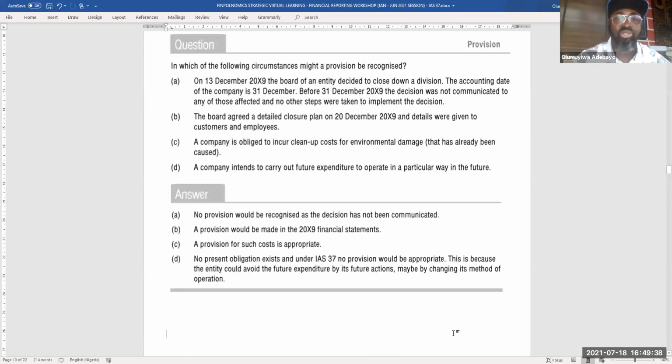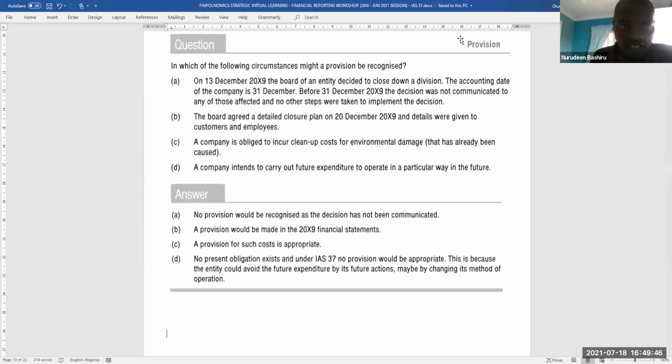Okay, let's look at the proposed solution. Can somebody read the solution? Read the question, read the solution, and let's see whether we're right. A. On 13 December 20X9, the board of an entity decided. Start with the question. In which, let's rephrase. Okay.